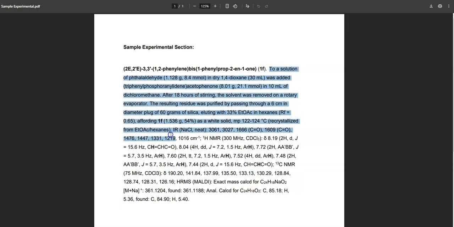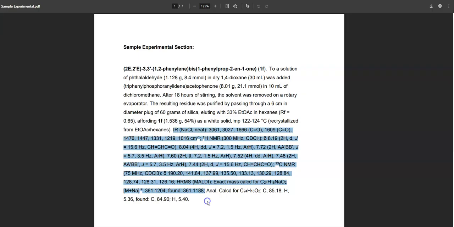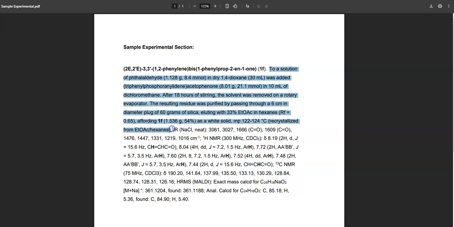It has all of the information about how to make the thing, what its properties were, how I monitor it. And then the second half is all the spectroscopic data. I'm not going to really go into the spectroscopic data right now. It's not that hard to just copy and paste and format it. What I'm focusing on in this video is the actual writing, because it's pretty awkward to do this third person passive thing: to a solution of phthalaldehyde and dry 1,4-dioxane was added this blah blah blah acetophenone. It's just kind of a funny way to talk.